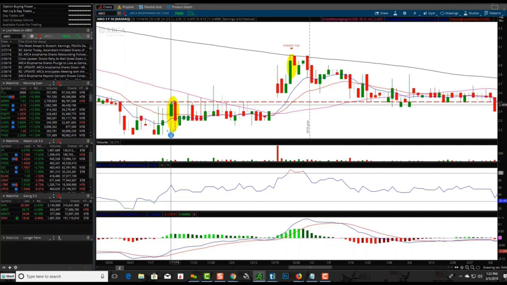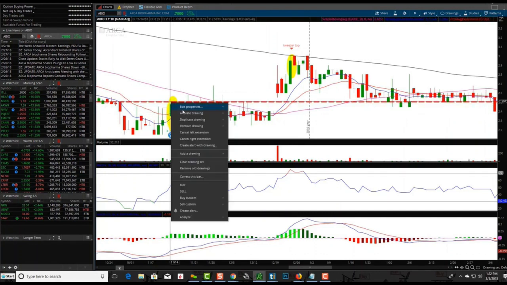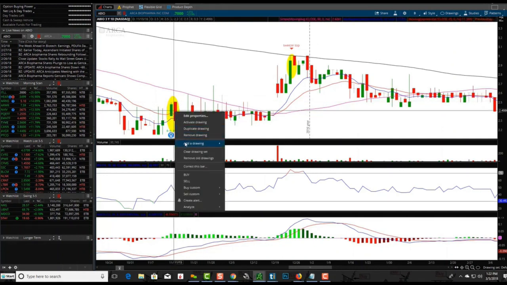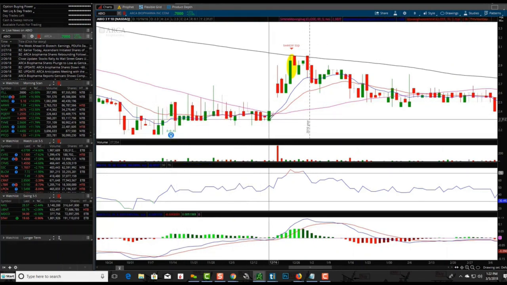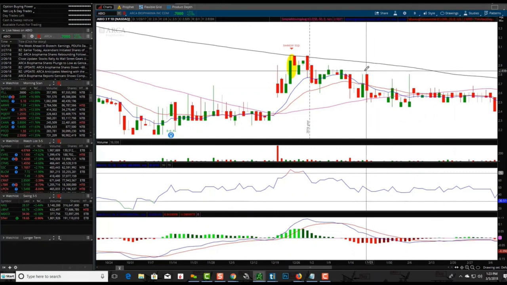The stock makes two highs, and this candle can't break this high, but this candle is obviously bigger than the other. That doesn't mean it's not a tweezer top. The first candlestick wasn't the long one, the second one was, but it's still a tweezer top, right? Let me just remove this drawing here. Right here, tweezer top.